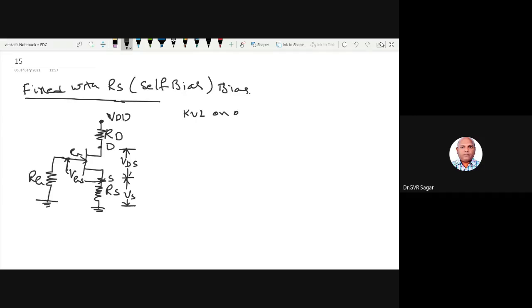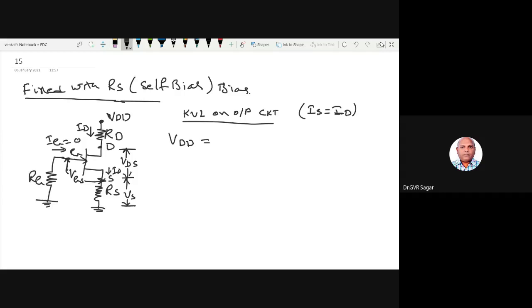KVL on output circuit. What do we get if we consider only the output circuit? VDD equal to... the current flowing through this is ID. The drain current is always ID here, right? And the same drain current is also flowing here. Don't be confused. IS is equal to ID, right? Just like what we study, because the gate current is zero. Gate current zero, so IS is equal to ID.